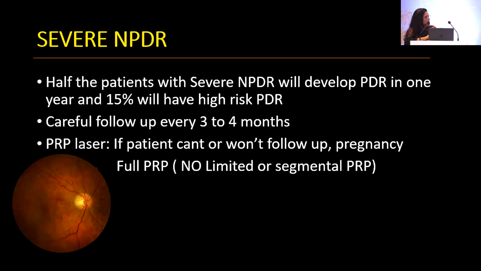Now, whenever you see a patient with severe NPDR, that is, a patient who does not have new vessels, but has hemorrhages, microaneurysms in all 4 quadrants, venous beading, venous looping, these are the patients that you have to follow up very closely, because a lot of them will develop PDR in the next 1 year. Now, in severe NPDR, there is always the question, should we laser these patients or not? If you feel the patient would not be able to come for follow-up, is pregnant, or is not very well controlled, you can subject these patients to laser photocoagulation.